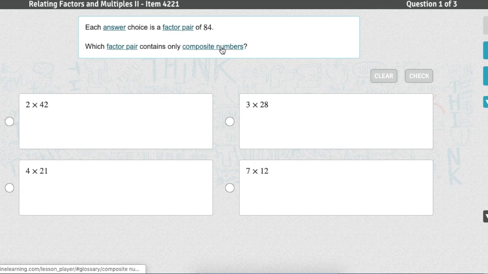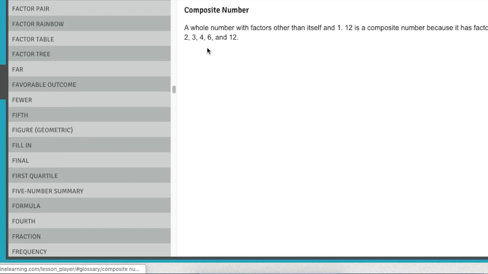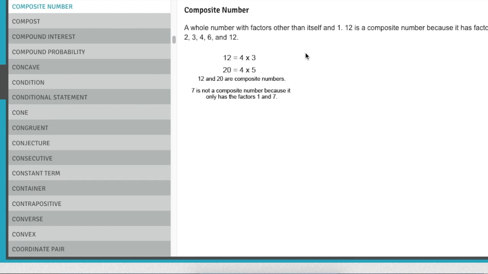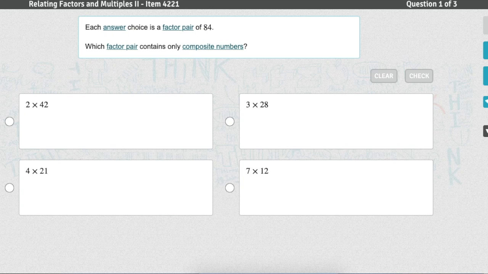It also said composite number, and if you don't know what a composite number is, we need to look that up too. So it says a whole number with factors other than 1 and itself. So 12 is composite because it has factors of 1, 2, 3, 4, 6, and 12. Okay, so those are a few other factors of 12. So if we're looking for a composite number, it needs more than 2 factors.